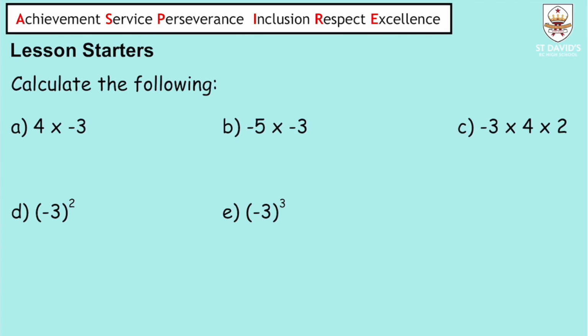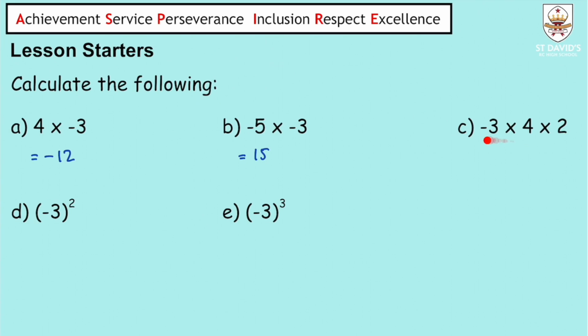Okay, well done. Let's just go through these in turn. So we've got 4 times by negative 3. Remember, when you're multiplying a positive and negative number, your answer is going to be negative. So your answer here is going to be negative 12. For the second one, when you're multiplying 2 negatives or 2 positives, your answer is going to be positive. So your answer here is going to be 15.